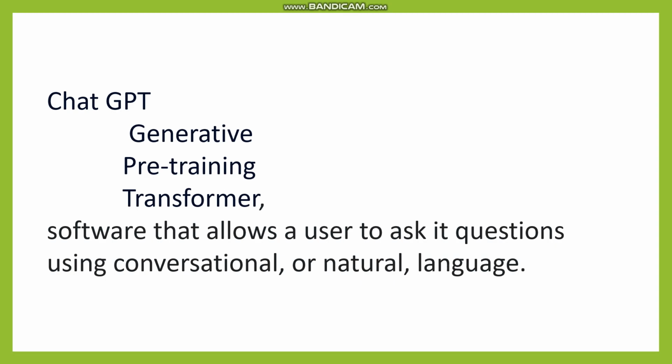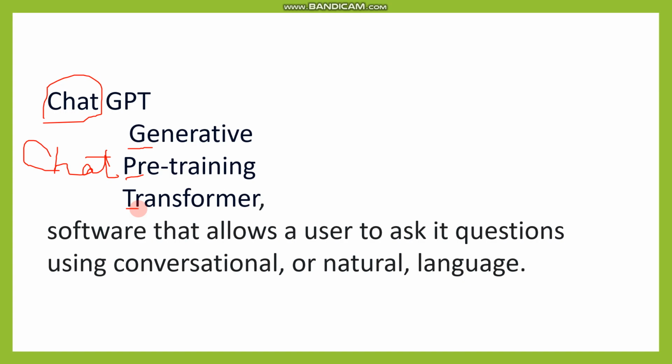It is nothing but a chatbot, which is software that allows users to ask questions using any conversational or natural language. It can be abbreviated as Chat and GPT, a generative pre-trained transformer. In GPT, G stands for generative, P stands for pre-trained, and T for transformer. It is pre-trained based on the training provided by the AI developers.